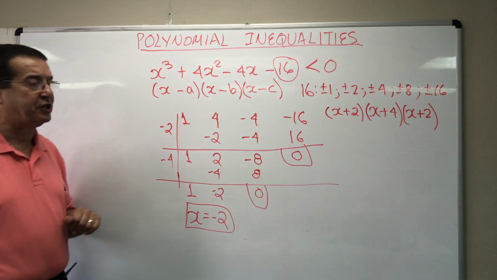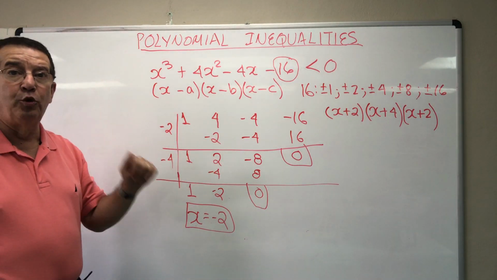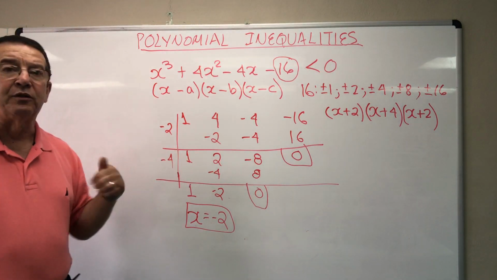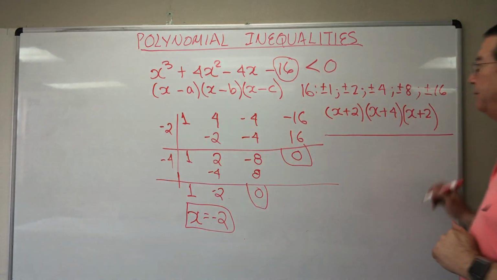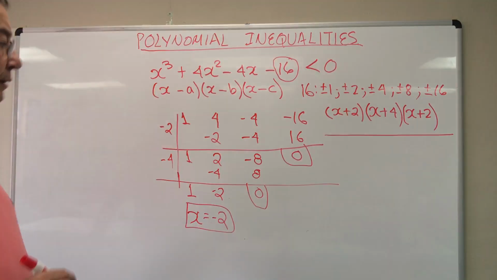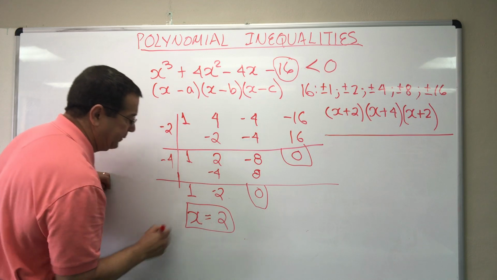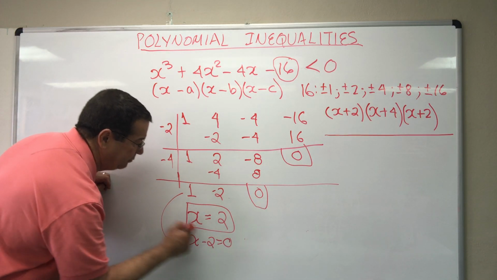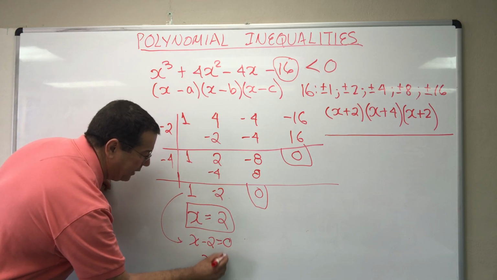I do the factorization of my polynomials. Now I have 3 factors, and I'm going to create a table similar to the table of the first exercise to find the final solution. Now, when you create the line here, this is 2 positive, because the equation here is x minus 2 equals 0, and when you solve, x equals 2.